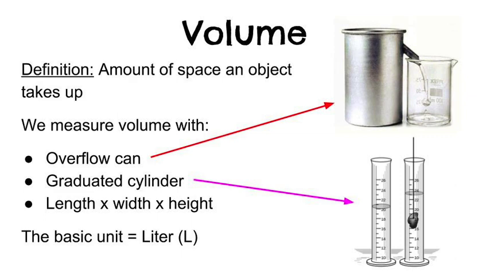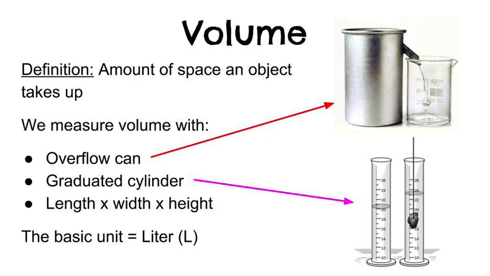First, you can use the overflow can if it's an irregular object, or you could use a graduated cylinder if it's an irregular object that fits nicely within the cylinder. Otherwise, you can use the typical length times width times height to measure.